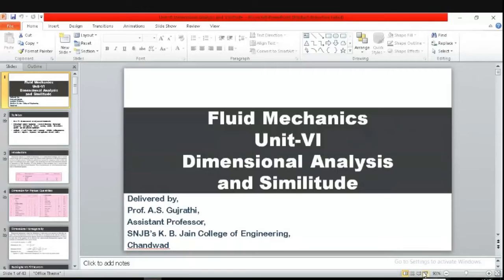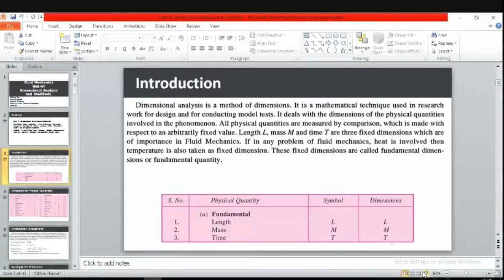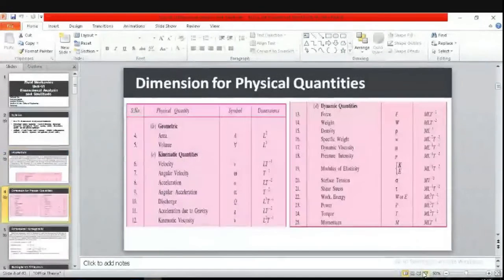So, in our last lecture, we had started with unit number 6, dimensional analysis and similitude. Okay, so we had seen dimensions. We had seen the physical quantities are classified into two types: fundamental or primary quantities and derived or secondary quantities. Primary quantities are the quantities which do not depend on any other quantities for their existence. There are four primary quantities, that is mass, length, time and temperature. But as far as liquid is concerned, there are only three, that is mass, length and time. After that, the secondary or derived quantities are the quantities which depend on fundamental quantities for their existence.